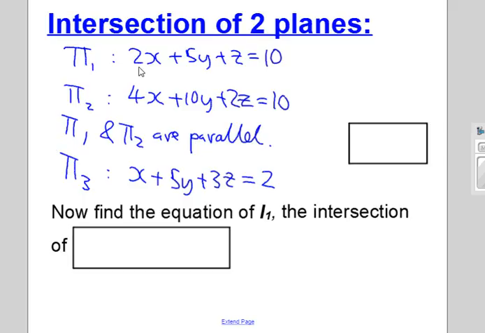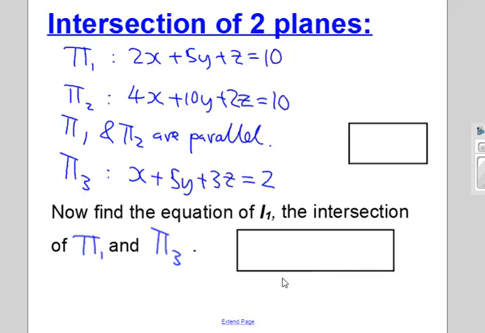Why? Because the normal vector here is 2, 5, 1 and here it's 4, 10, 2, which are scalar multiples of each other. So those are parallel. If the normal vectors are parallel, then the planes must be parallel. Pi 3 is parallel to neither of these because you can't make 1, 5, 3 a scalar multiple of either of these. We're going to find the equation of the intersection of pi 1 and pi 3.